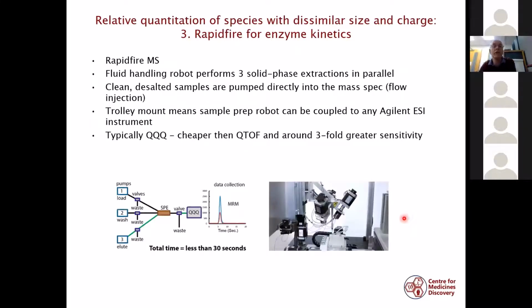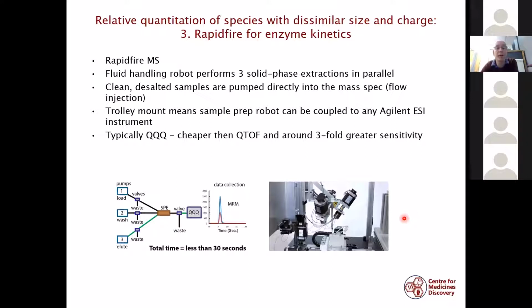Another method of relative quantitation of species with dissimilar size and charge is RapidFire. With RapidFire, you can use this to measure enzyme kinetics. What RapidFire is, it's simply a fluid handling robot. And what it does is it will perform 3 solid phase extractions in parallel, and it will allow you to load these into the mass spec. So you'll have clean and desalted samples, and they can go directly into the mass spec by flow injection.